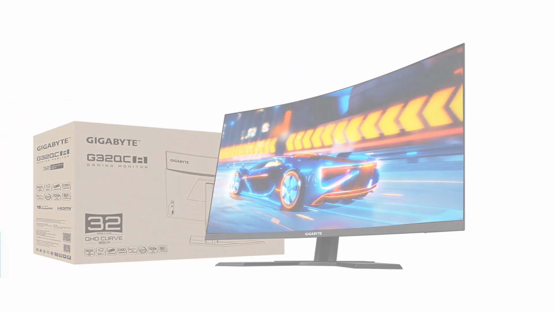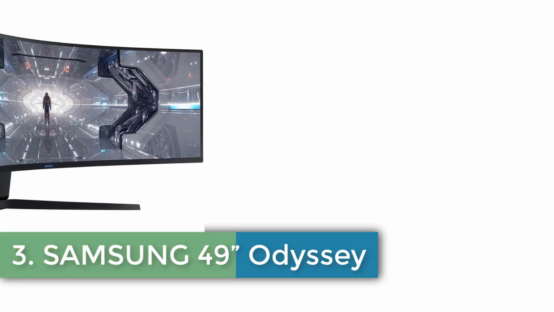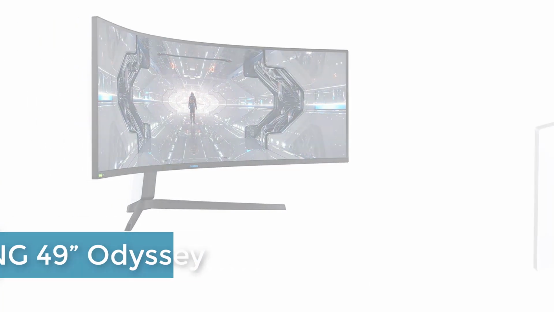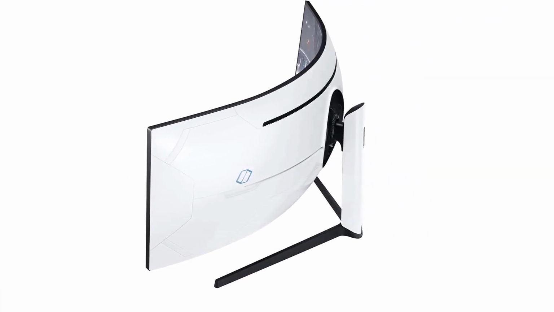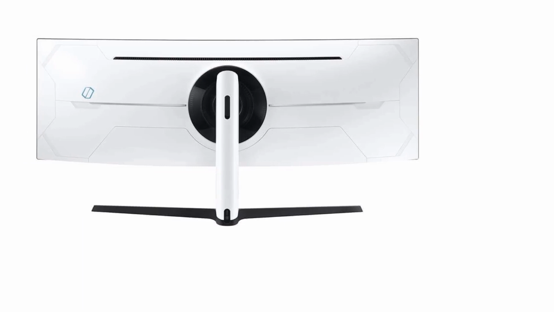Number 3. Samsung 49 Odyssey. They did the research so you don't have to. Static contrast ratio 2500:1. Brightness, typical, 420. Pixels per inch, PPI, 108.97. Samsung's largest 1000R gaming monitor.